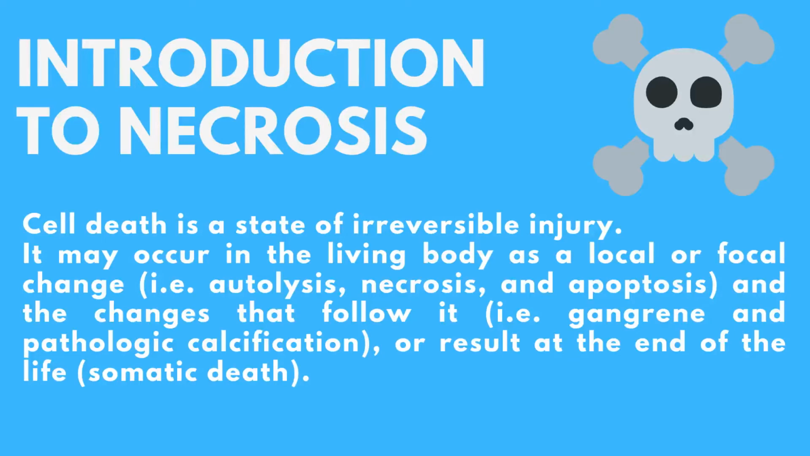CJ started to introduce what necrosis is. So he started with cell death. Cell death is a state of irreversible injury that may occur in the living body as a local or focal change, for example, autolysis, necrosis, and apoptosis. And the changes that follow it are gangrene or pathological calcification, or the result at the end of life, which is somatic death.